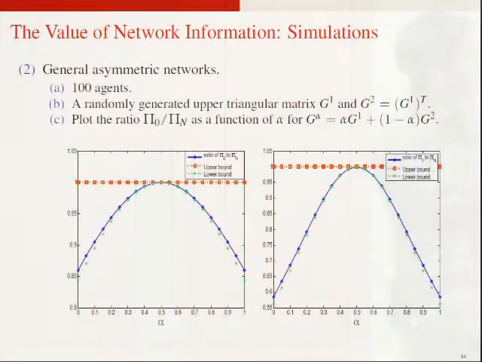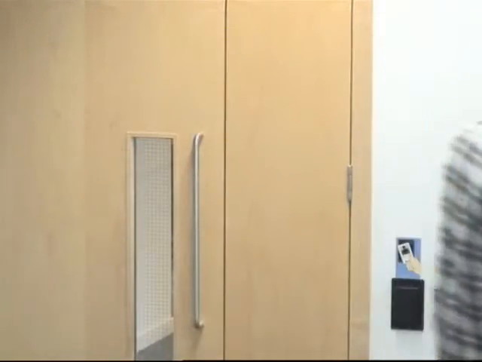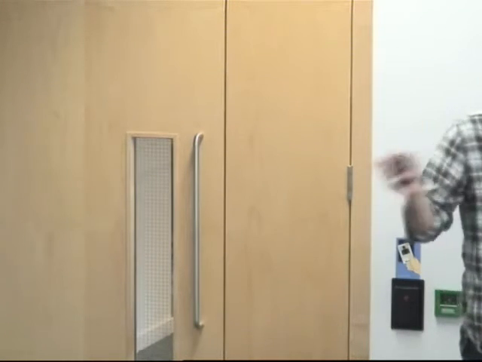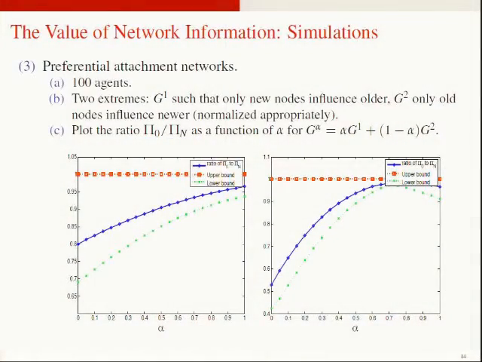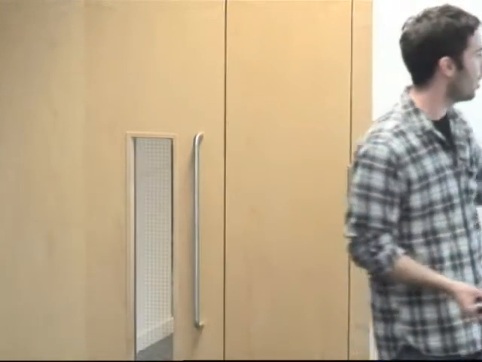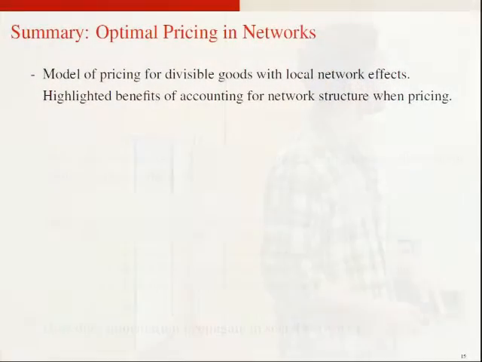Okay, so we run the same for general matrices. We get an upper triangular matrix, and we do the same experiment. We get similar pictures, and finally we do the same for preferential attachment networks, and we again show that by not exploiting the fact that there is a network structure, the monopolist loses something like 30% of her revenue in the worst cases.